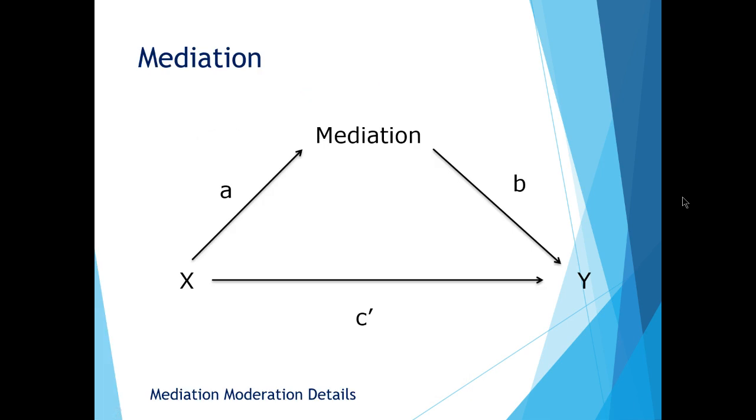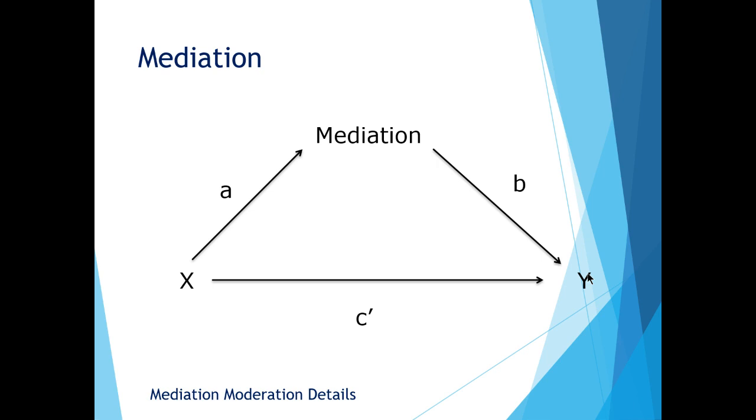So, first off, we have mediation, which is instead of going directly from x to y without a mediator, we have a path where x goes through the mediator to get to y. So, we have these labels here, a and b, where a is the effect that our x variable will have on the mediator, and then b is the effect that our mediator will have on y.